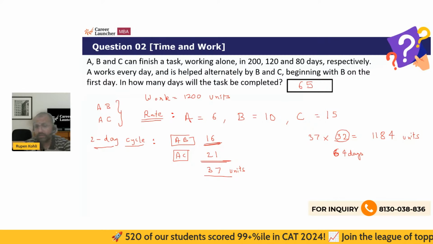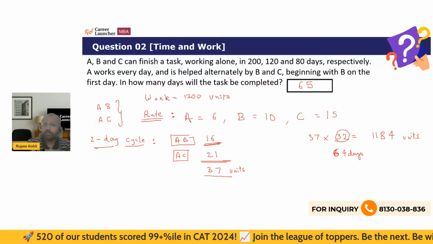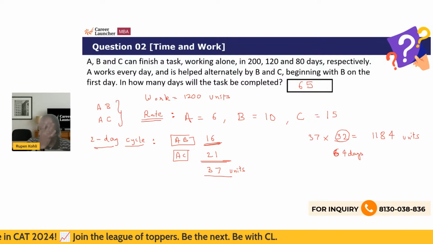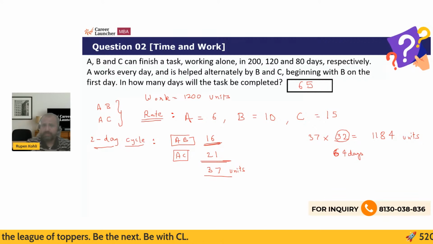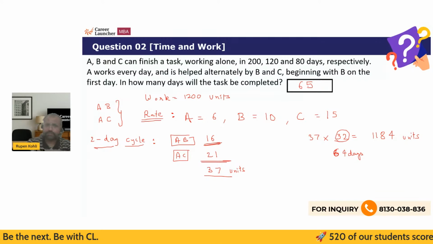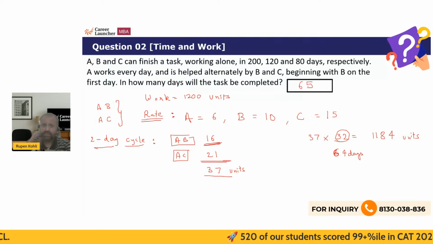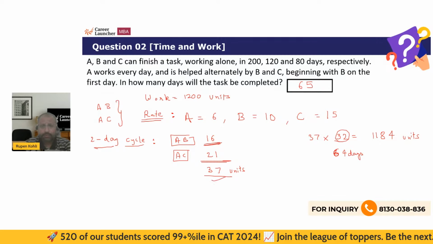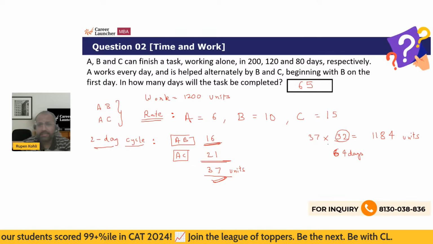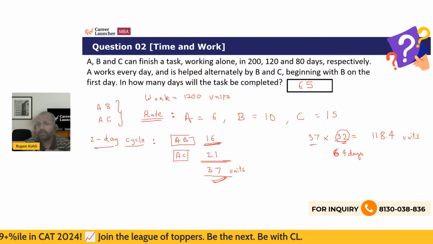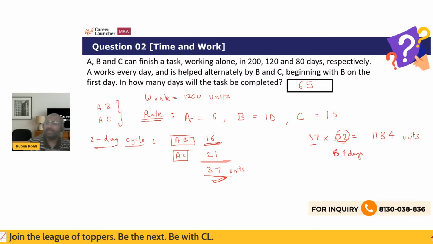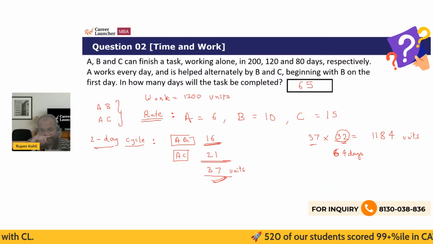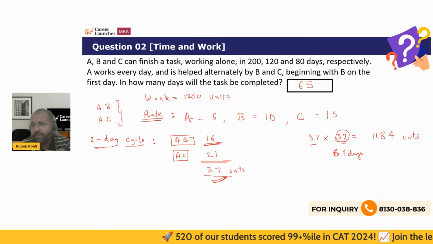I assumed the total work as 1200 units. I then defined the rates of the three persons as 6, 10, and 15. Based on that, I identified the way the work is getting done, A and B, and then A and C, which keeps on repeating. So in a 2 day cycle, A and B do 16 units, A and C do 21 units. Combined, they do 37 units of work. This 37, when multiplied with 32, is closest to 1200, which is 1184. Exactly 16 more units need to be done now, and A and B will do exactly that. They will finish the remaining pending 16 units on the 65th day.